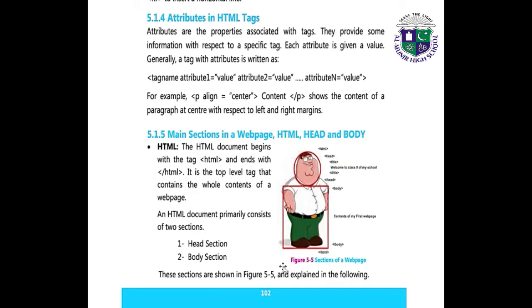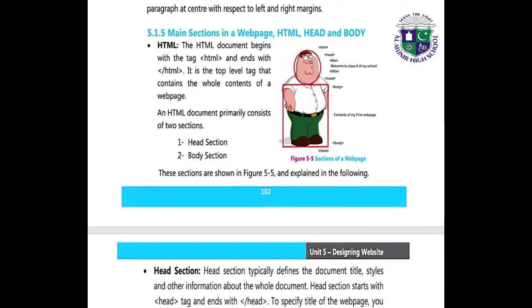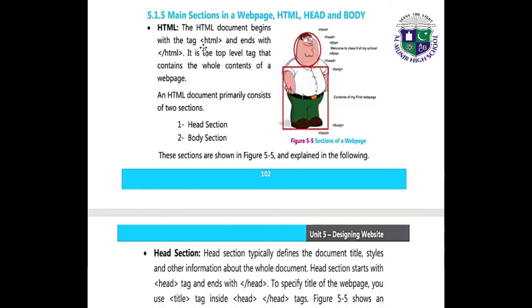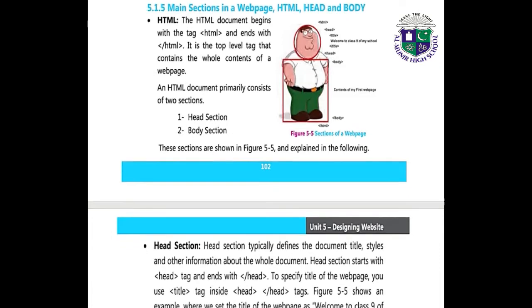Main sections. How many sections in a web page? We have two sections, head and body. The HTML document begins with the tag <html> and ends with </html>. It is a top level tag that contains the whole contents of a web page. It has two sections, head and body section.